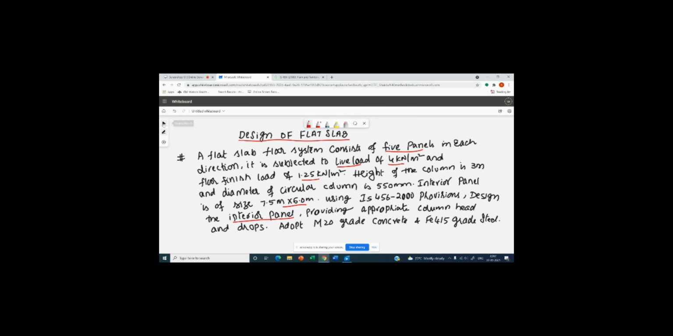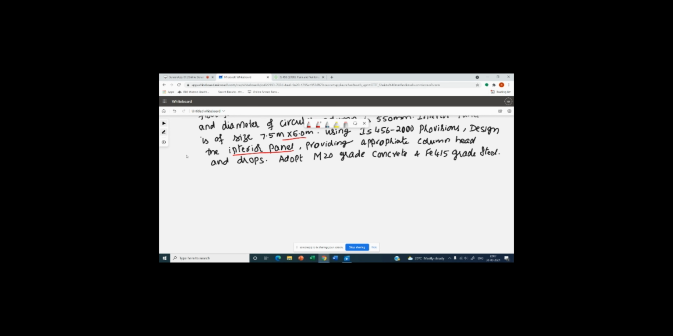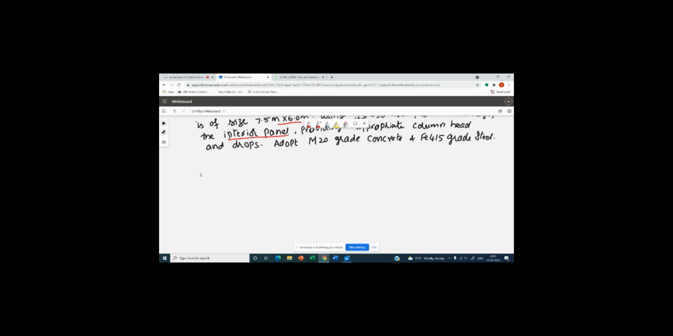So let us start the designing of an interior panel of a flat slab system. It is clearly given that it is an interior panel. So we'll make use of all the provisions given for the flat slab interior panel design in IS 456, and we'll start the solution. Fine. So the first step is the given data. We will just write out all the data that is given.